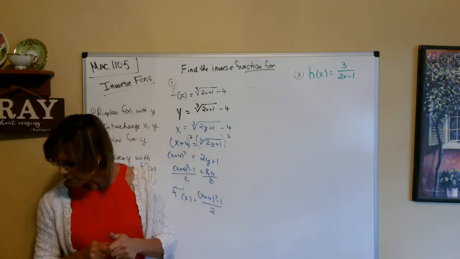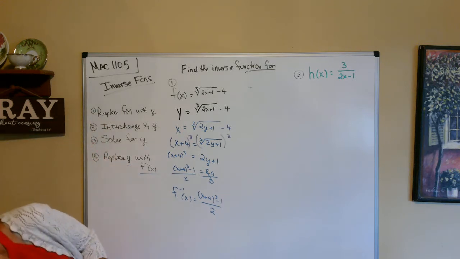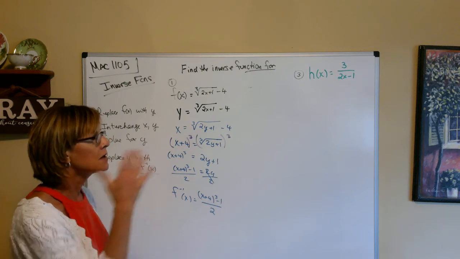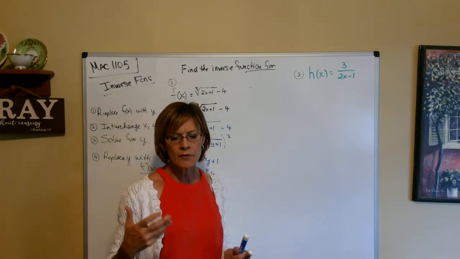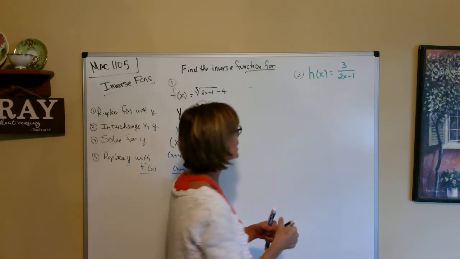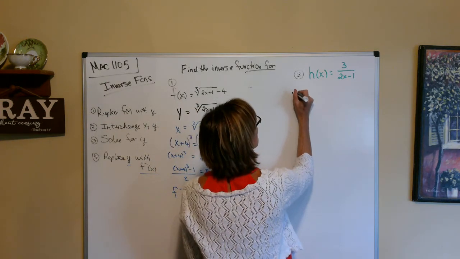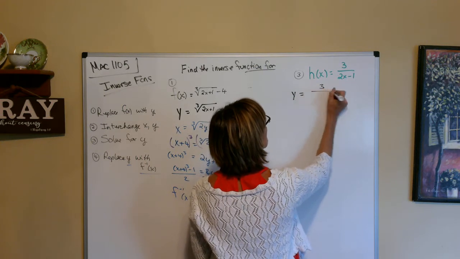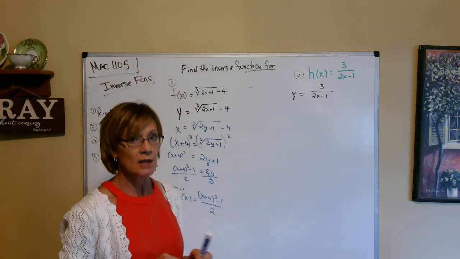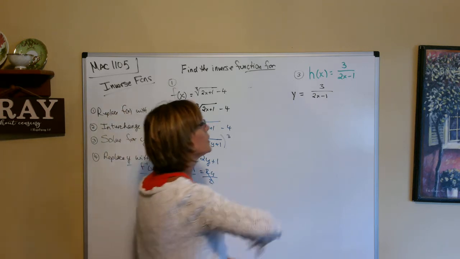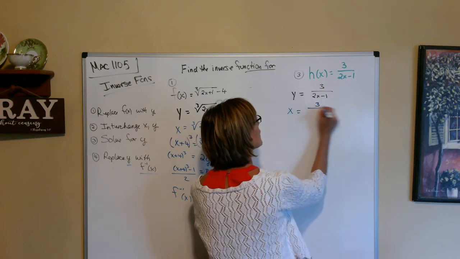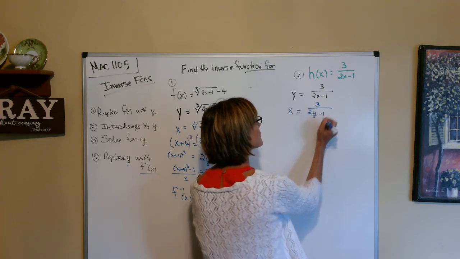All right, let's go over here to number 3. And it says h of x is equal to 3 over 2x minus 1. So step number 1 says to replace f of x with y. But in this case, we have h of x. We're going to replace it with y. So we have y is equal to 3 over 2x minus 1. Second step, interchange x and y. So when we do that, we will get x is equal to 3 over 2y minus 1.